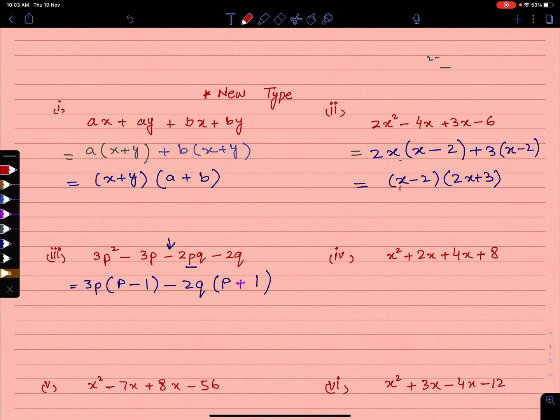Oh, just a little mistake, here is also plus, so plus, just let me correct it, there is plus. So if you look at this now, it is the p plus 1. Now we will take p plus 1 common, and inside the bracket there would be only 3p minus 2q.